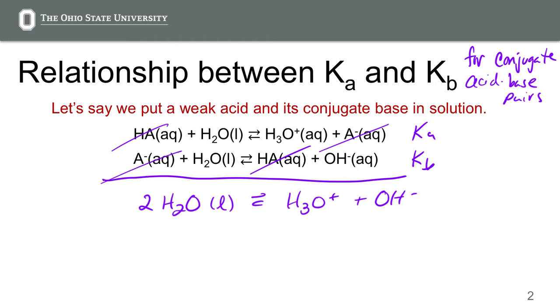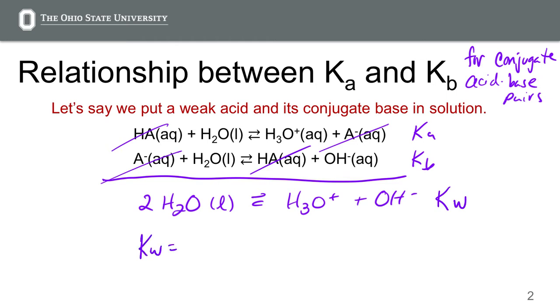So what you'll find is that HA appears on the reactant side of the first equation and on the product side of the second equation, so those cancel. A minus appears on the product side of the first equation and the reactant side of the second, and those cancel. And so what we're left with is 2H2O in equilibrium with H3O plus and OH minus. This is our special water equilibrium, and we know that has a Kw associated with it, correct?